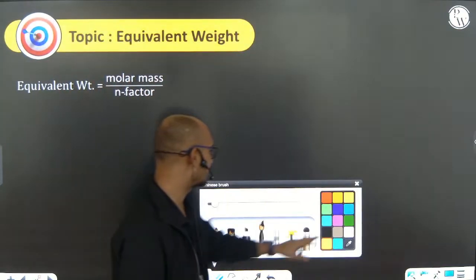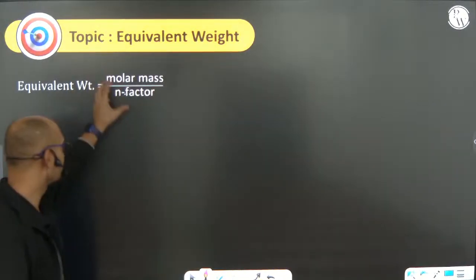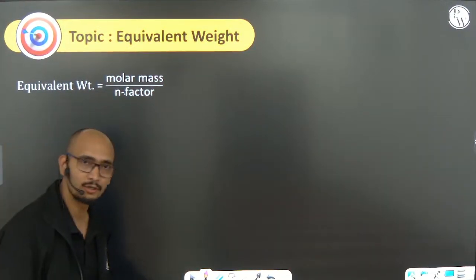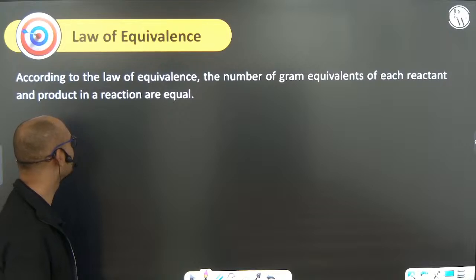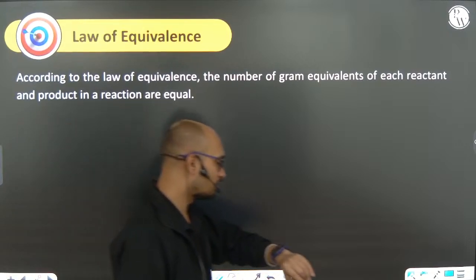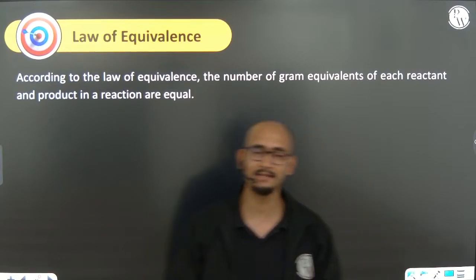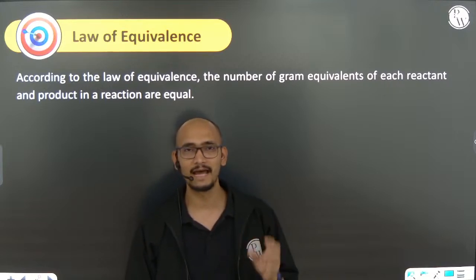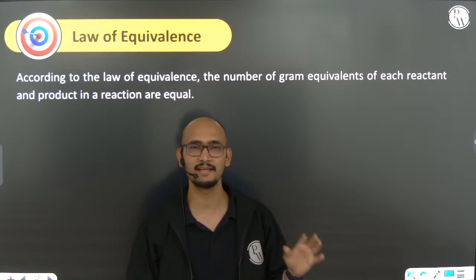What is equivalent weight? Equivalent weight is nothing but molecular mass divided by N factor. लो भाई ये तो कभी का हो गया. इसमें कौन सी बड़ी बात है, कि नहीं? Next, law of equivalence. What is the law of equivalence? Law of equivalence says that if there is any reaction going on, the gram equivalents of all the substances in the reaction are always the same.